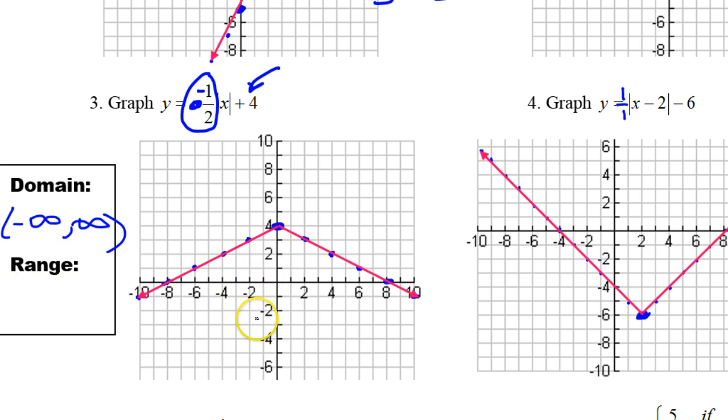Range is the y values from bottom to top. So the lowest point, well, there is no low. It goes down forever, so that's going to be negative infinity. The highest point is at a y value of 4. Put a bracket on it. It's included. It touches. For number 4, the domain again is negative infinity to positive infinity. The range, y values from bottom to top, that's going to be negative 6 to infinity. It goes up forever.